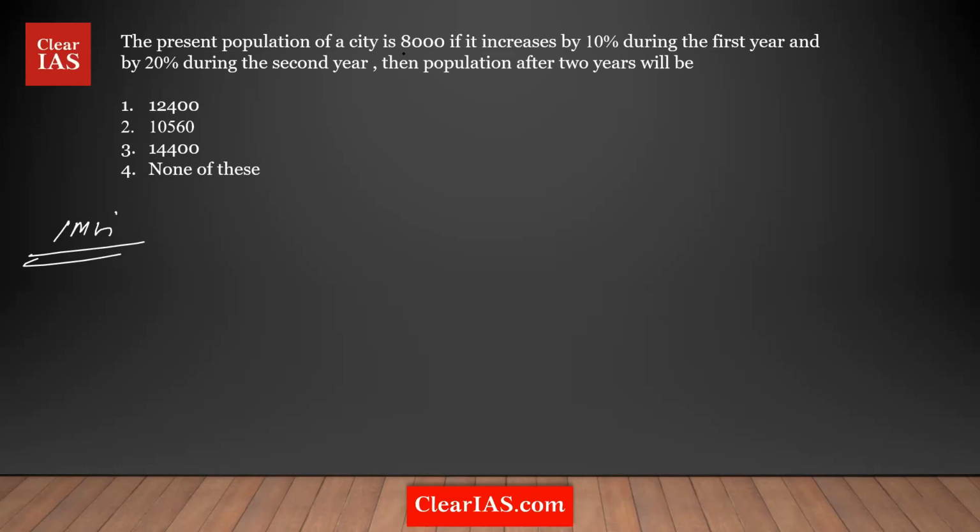So the present population was 8,000. So 8,000 into 110 by 100, since it increased by 10%. This is the population after 1 year. After that it also increased by 20%, so into 120 by 100. If you solve it, you will easily get the answer. Do you guys agree or not? So simplify the zeros here.